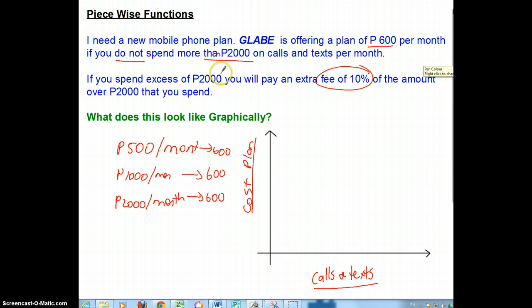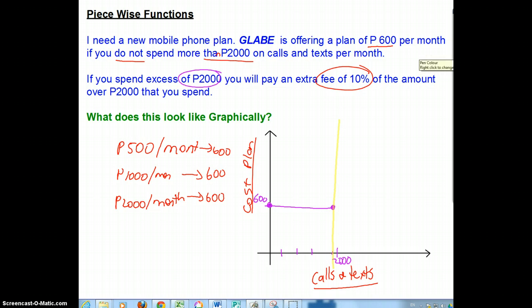Right up to this special point of 2,000 pesos, that's a really important point there, I have a fixed rate of a plan of only 600 pesos. So it doesn't matter whether I spend 100, 500, 1,000, 1,800, I'm paying a 600 peso flat rate. So we seem to have a horizontal line there. But it's really important, something special happens after this 2,000 peso point.